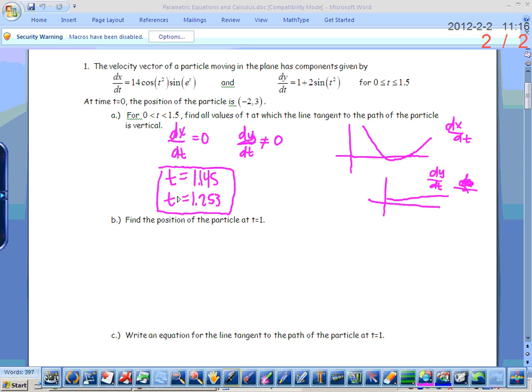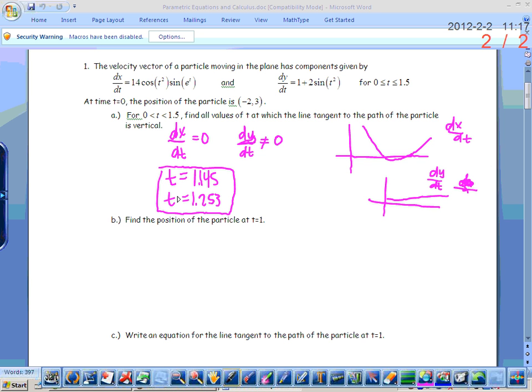Yes? If this was a free response problem on the AP test and you put x, would they count it wrong? They might, because they asked you to find the values of t. And if you call them x, you're not really answering the question.